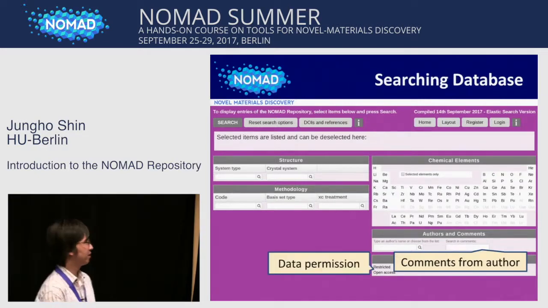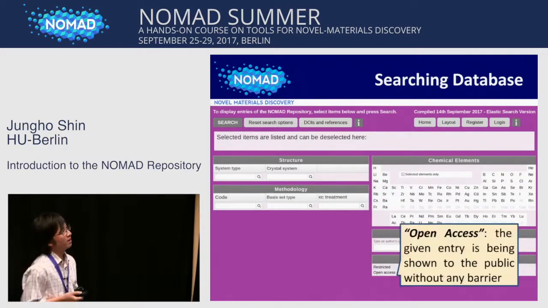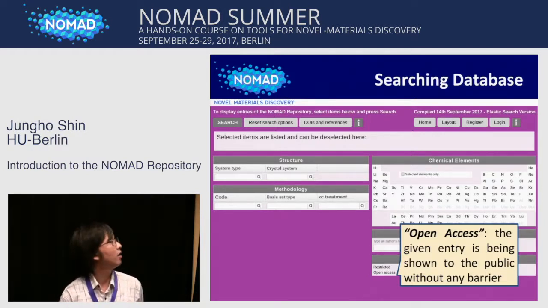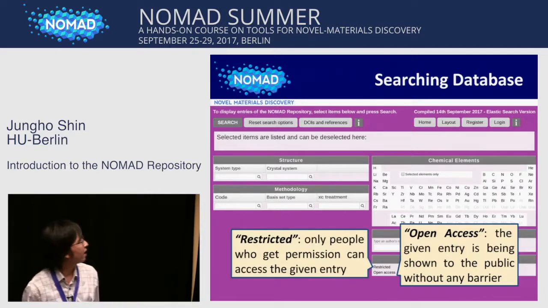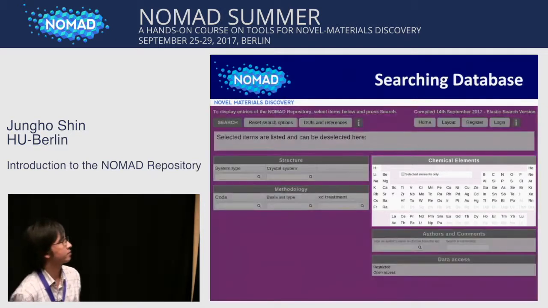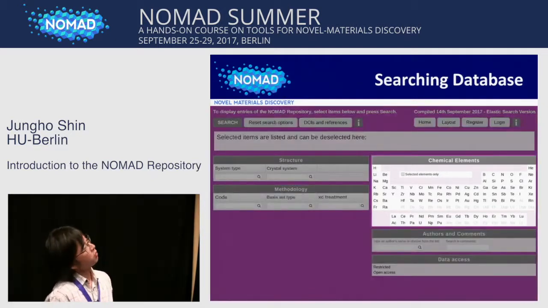And this is about data permission here. Open access means the given entry is shown to the public without any barrier. And about restricted, only people who get permission can access the given entry. And also you can choose one of them on these periodic tables.